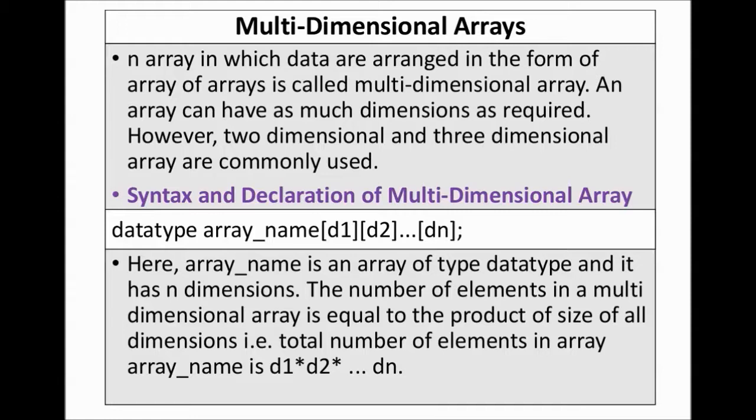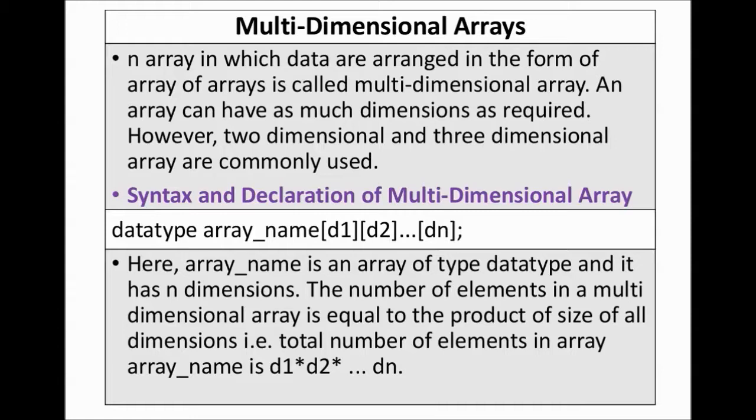An array in which data are arranged in the form of array of arrays is called a multidimensional array. An array can have as many dimensions as required. However, two-dimensional and three-dimensional arrays are commonly used.